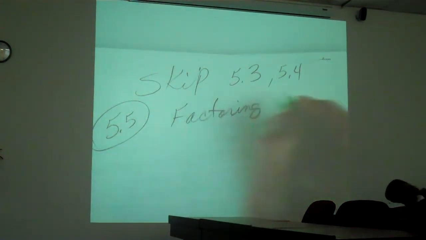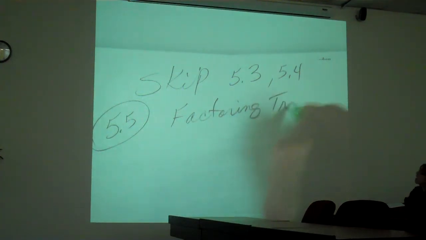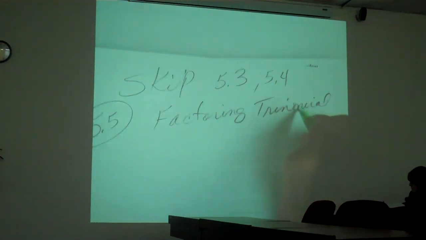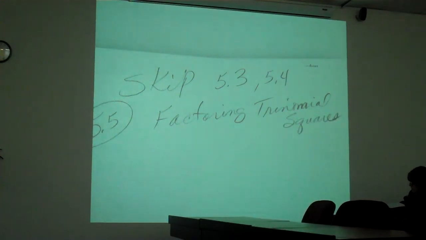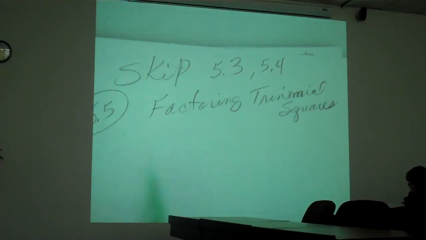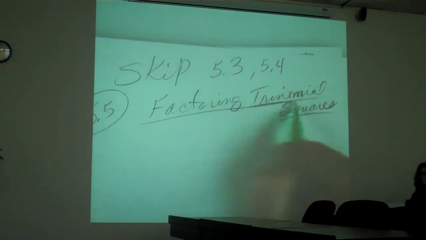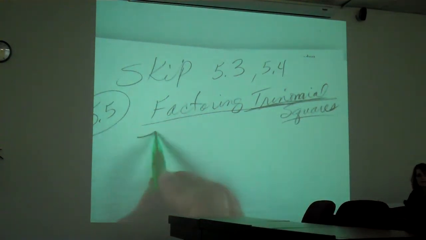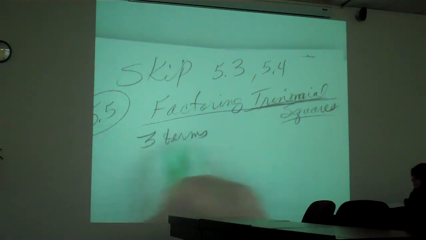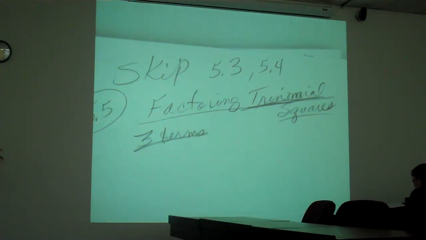These are special things that we're factoring. We're factoring trinomial squares, and we'll be factoring difference of squares. But first we're going to do this. What's a trinomial? Three. It has three terms, right? For it to be a perfect square, let me show you one that we're going to factor first. And I'll show you why it's called a square.